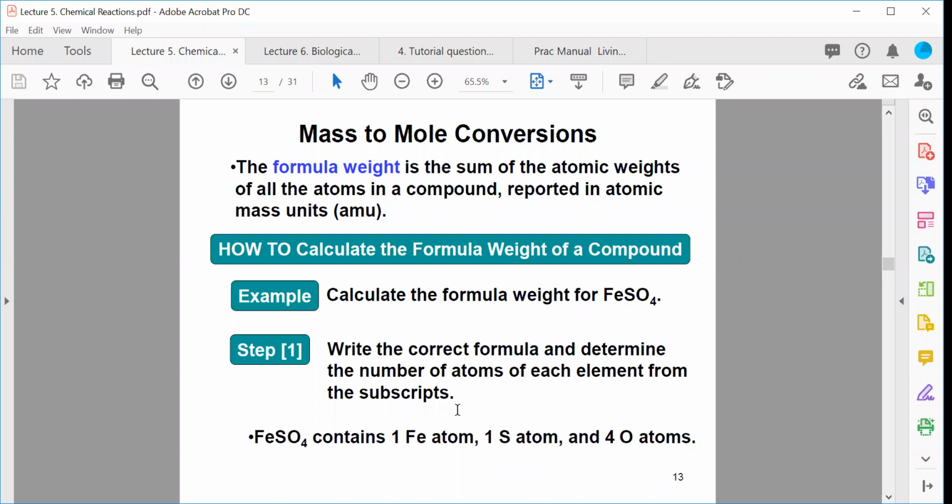So once you've established that, it is simply a matter of referring to your periodic table of the elements. This is where you can always work out your formula weight for any given compound. And this is something that you should be able to do. You need to know how to do this.